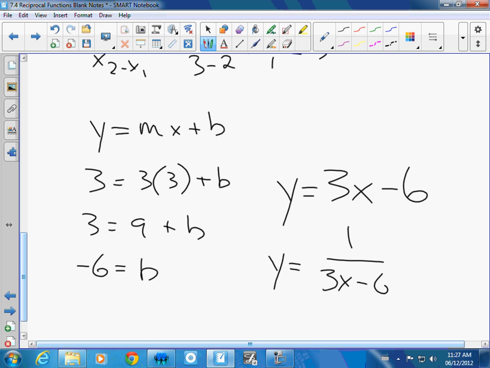Is that right? Didn't we say x couldn't be 2? What's 2 times 3? 6 minus 6 is 0. Undefined. Okay, let's draw on the original then. Wait, I'll wait till you write that down.